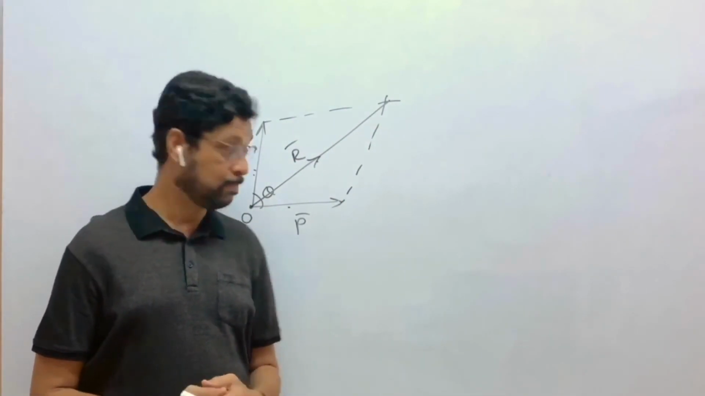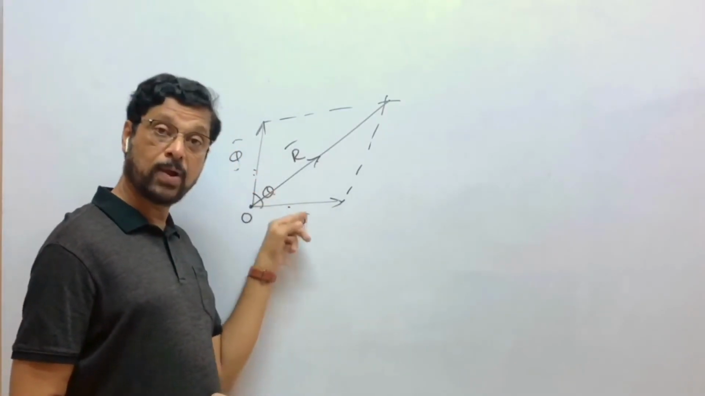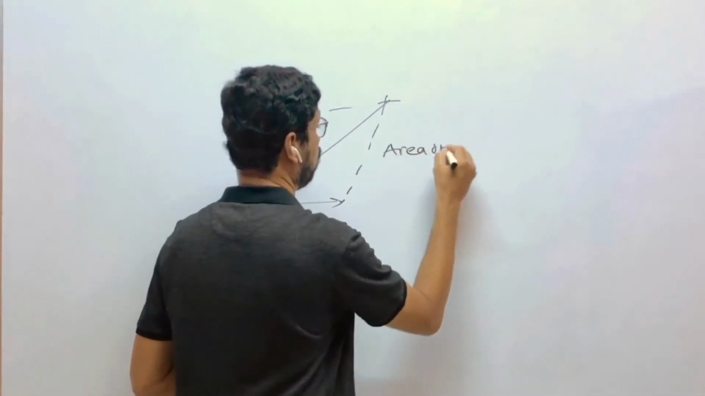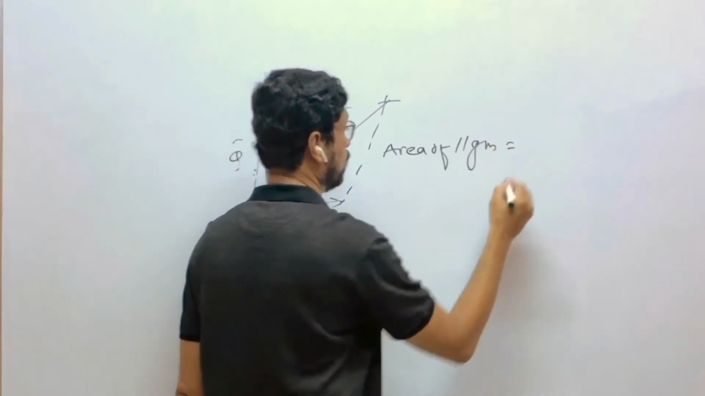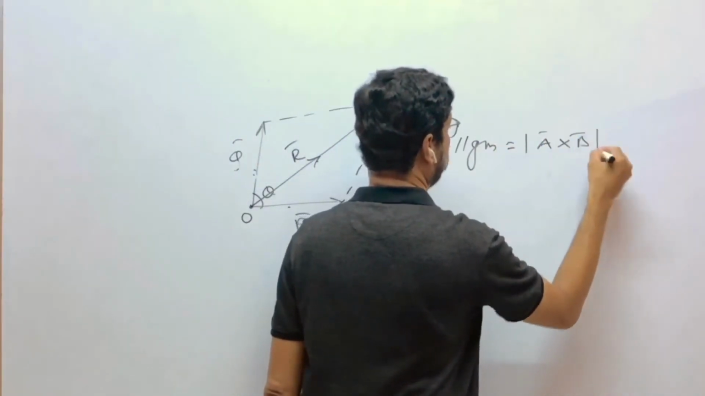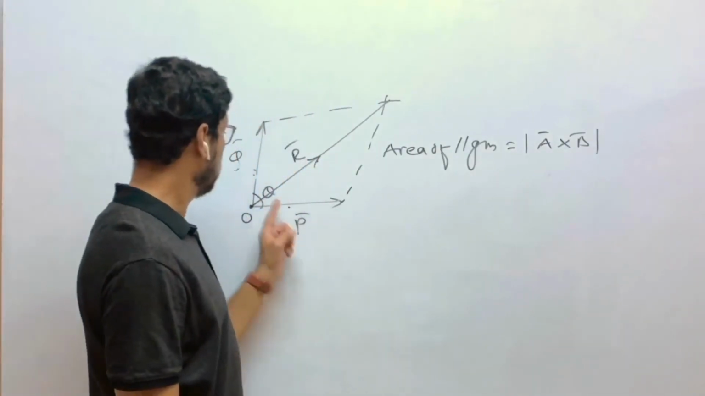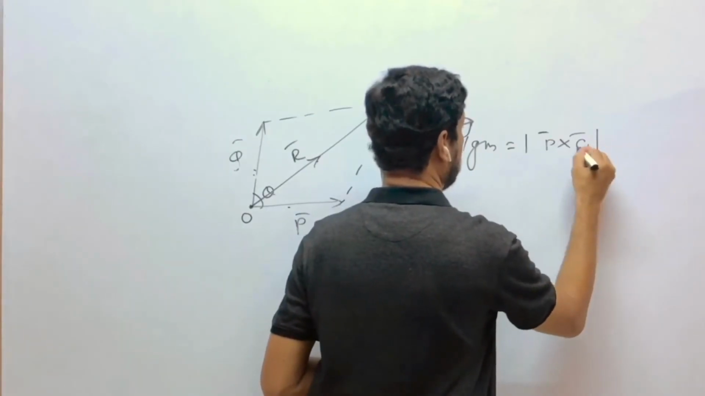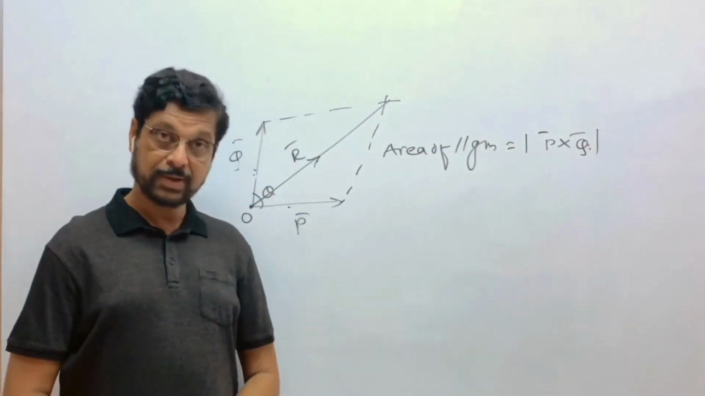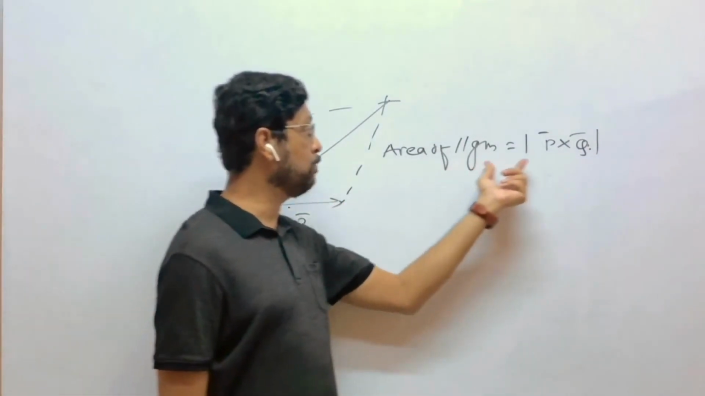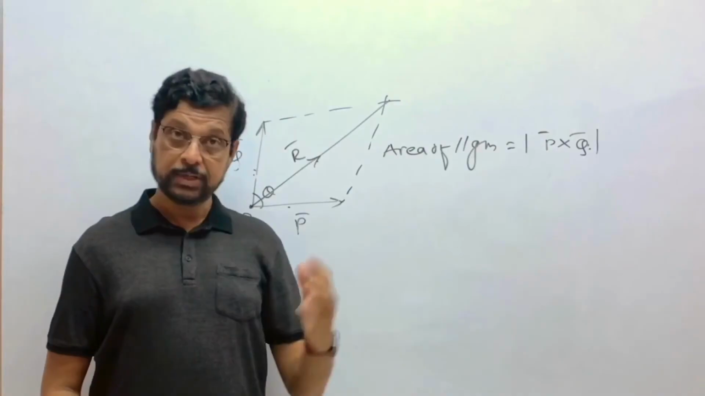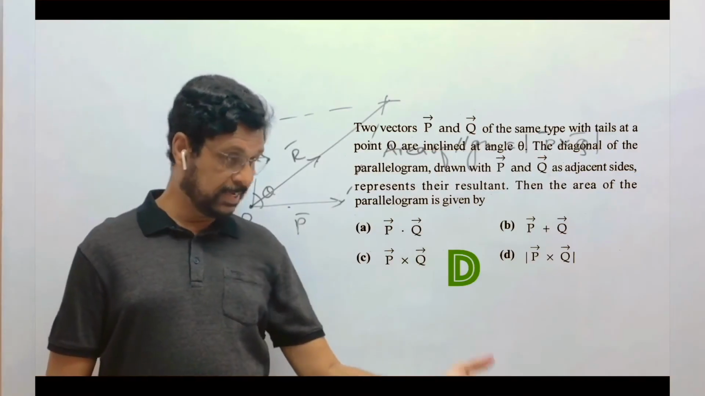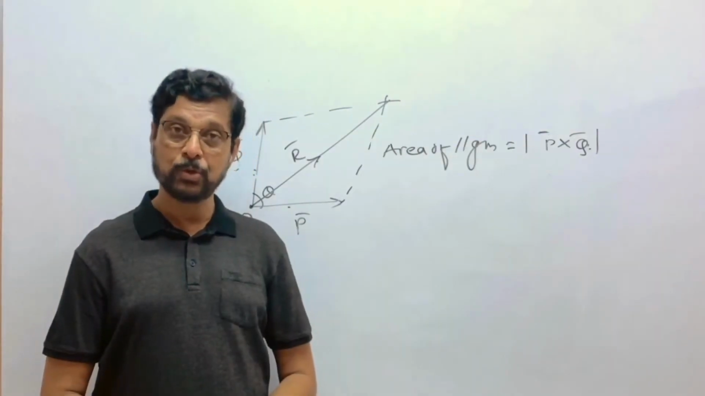Characteristics of vector product. If P and Q are two adjacent sides of the parallelogram, then the area of the parallelogram will be equal to magnitude of A cross B. Now here these are P and Q, so magnitude of P cross Q. Correct? So area of the parallelogram will be mod P cross Q. Check into the options. Which one is it? It is D, mod P cross Q. So your answer is D.